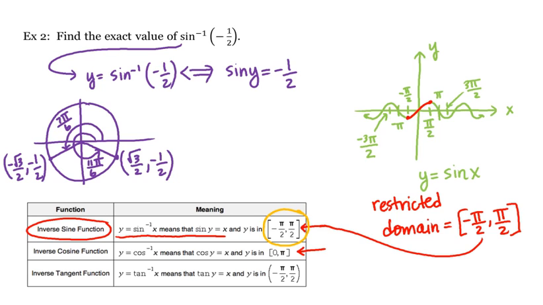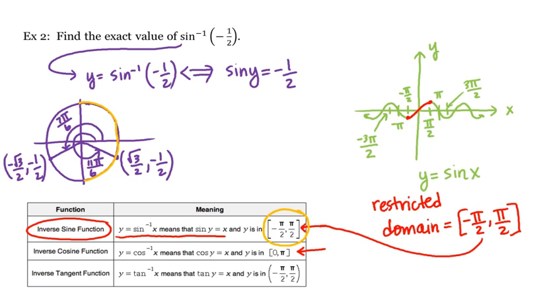Now, a very common mistake that students will make is they will think that this interval, negative pi over 2 to pi over 2, corresponds to any angle in quadrants 4 and 1. And so they'll answer 11 pi divided by 6. However, 11 pi divided by 6 does not lie between negative pi halves and pi halves.